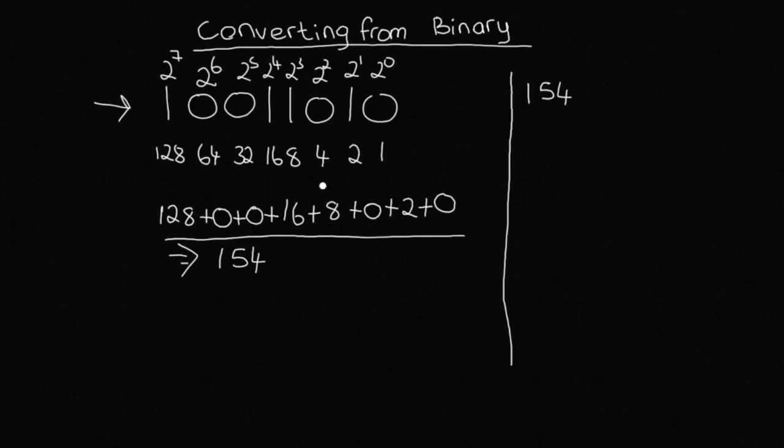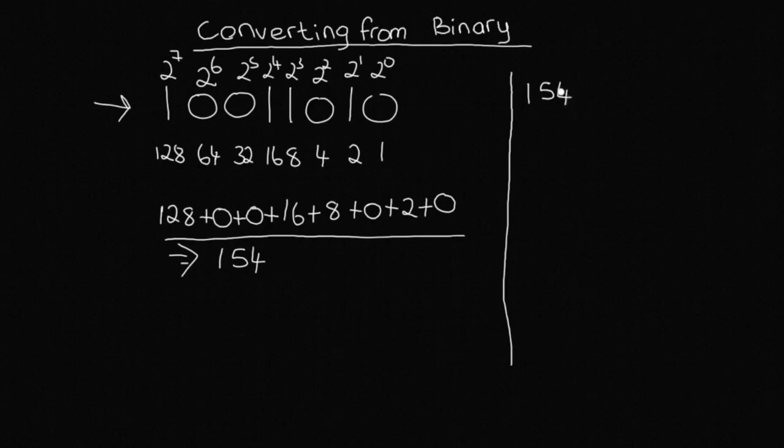Our aim over here was to convert from binary to decimal. So that's what we've done. So this is our binary number. We've added up our bits. We've calculated that the decimal form is 154. So we've done that. Now we're moving on to a new example.